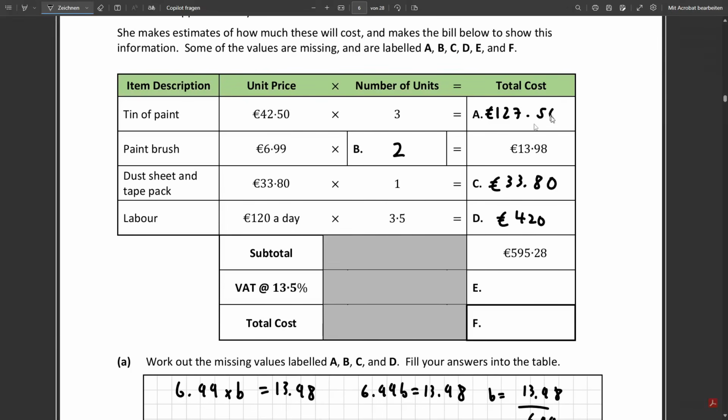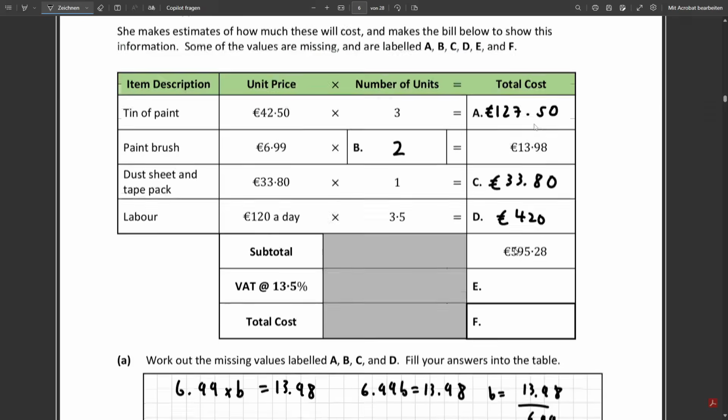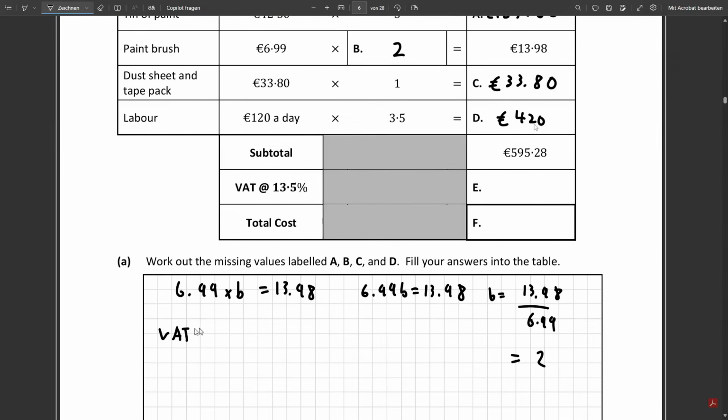Sorry, I should have written a 0 there just because it's 50 cents. When you add all those up, you get this subtotal. So that's how you can check your answer. And then VAT is at 13.5%. So to get VAT, we're just going to multiply that number.